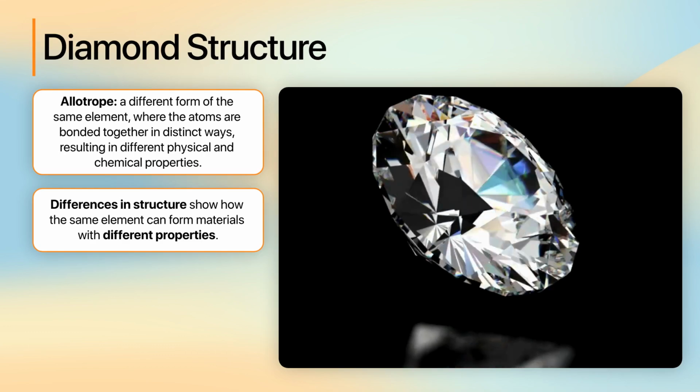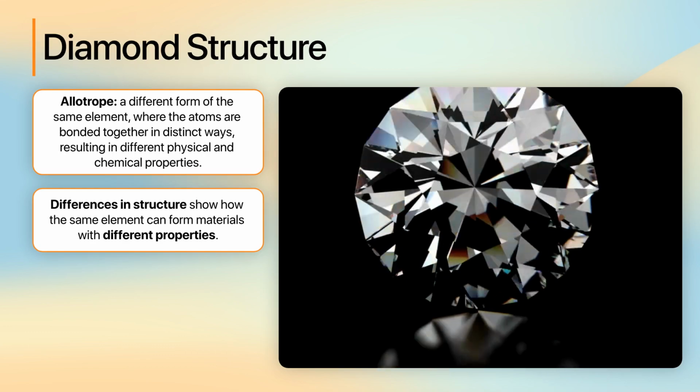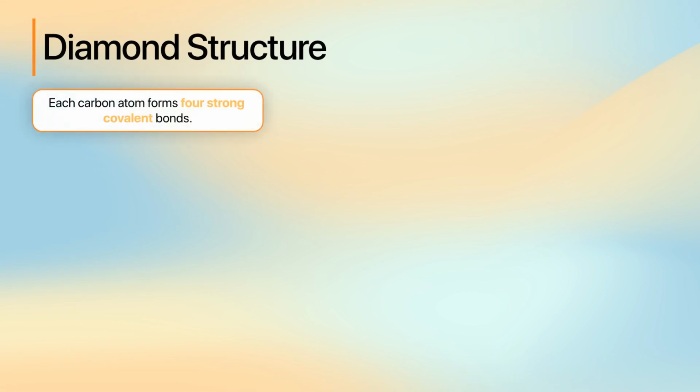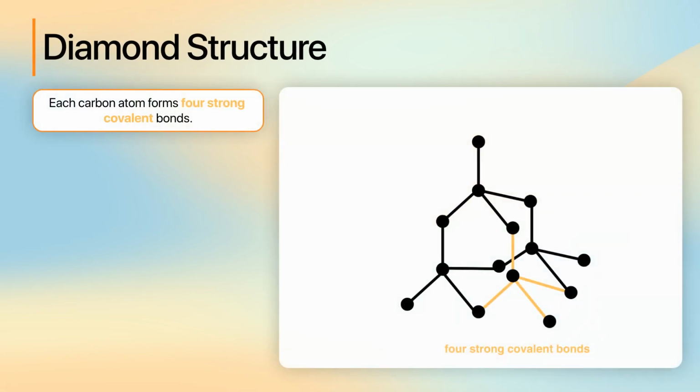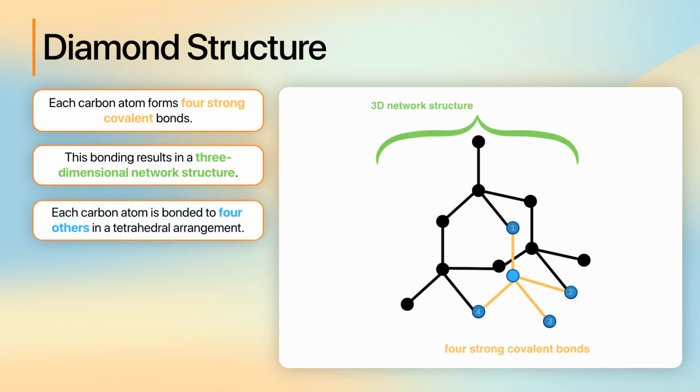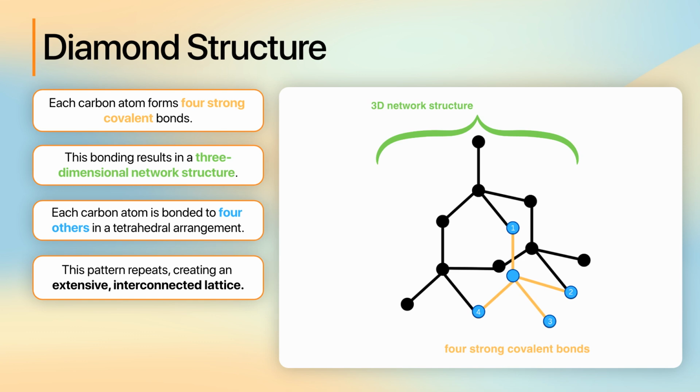To understand the structure and properties of diamond, let's dive deeper into its atomic structure and resulting characteristics. In diamond, each carbon atom forms 4 strong covalent bonds with neighboring carbon atoms. This bonding results in a 3-dimensional network structure, where each carbon atom is bonded to 4 others in a tetrahedral arrangement. This pattern repeats throughout the crystal, creating an extensive, interconnected lattice.